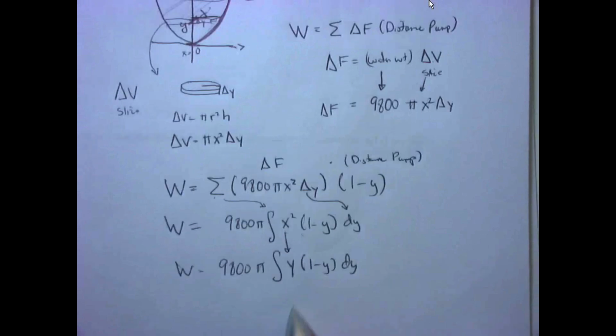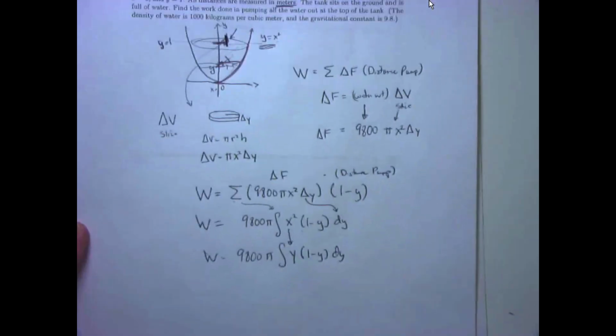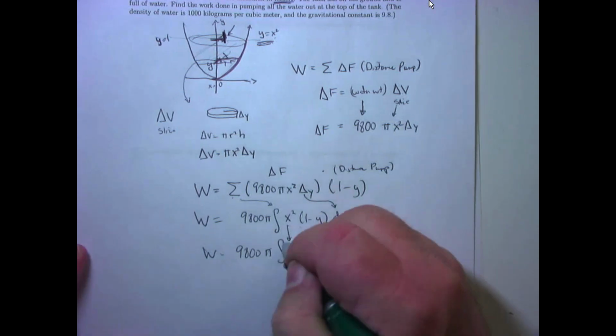Now I've got to have bounds on this thing. What are my bounds on this particular problem? It's dy, so I want the y numbers. We're trying to pump all the water out of the tank. Where is the water in the tank? From where? 0 to 1.